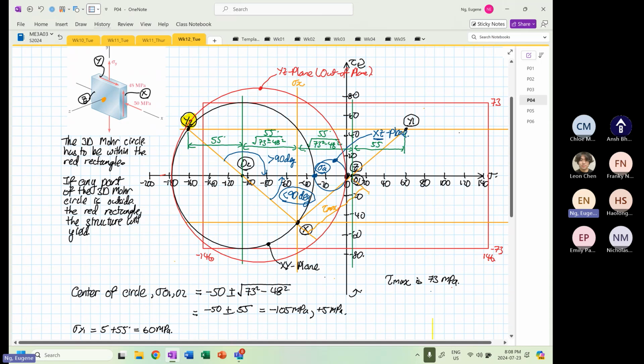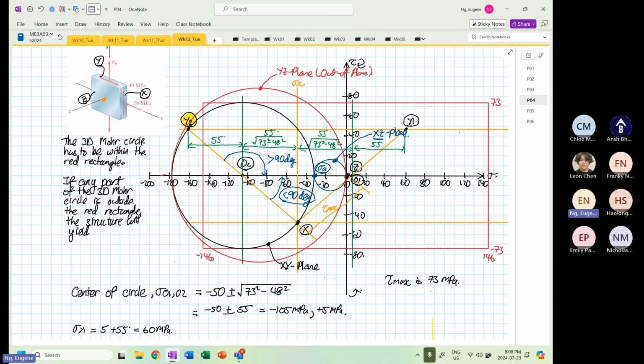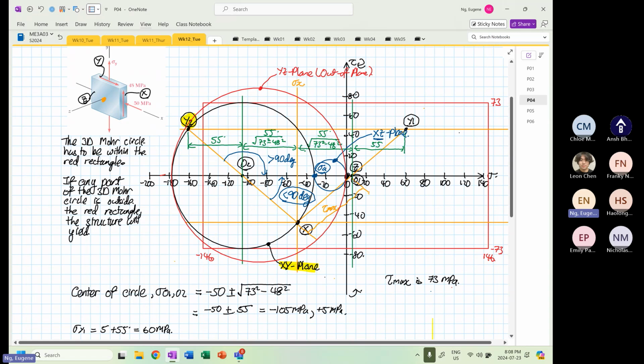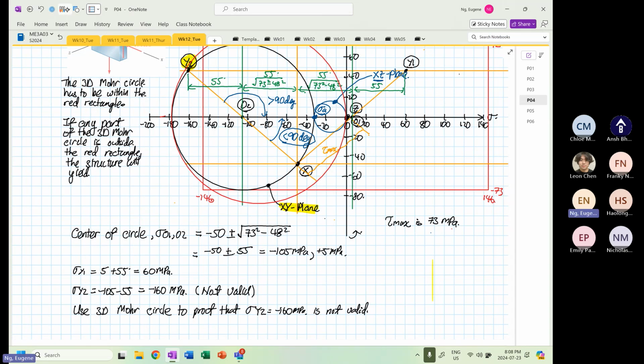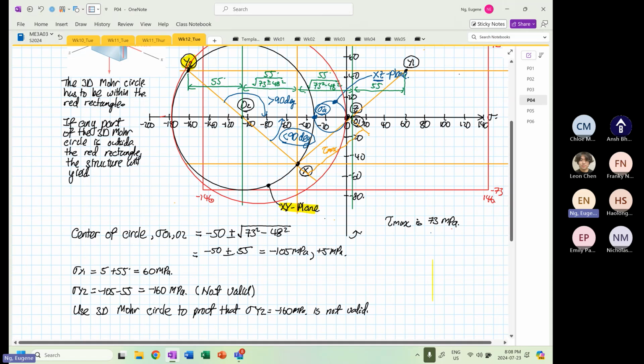Okay. So you can see, two circles are touching outside the red rectangle. And the two circles that are touching outside belong to the XY plane and the YZ plane. So any part of a 3D Mohr circle that touches outside the red rectangular box is not a possible answer. So this answer, the minus 160 megapascal, is not valid.